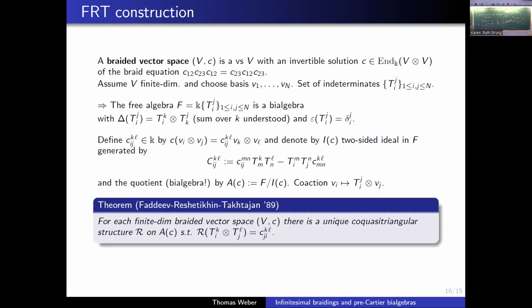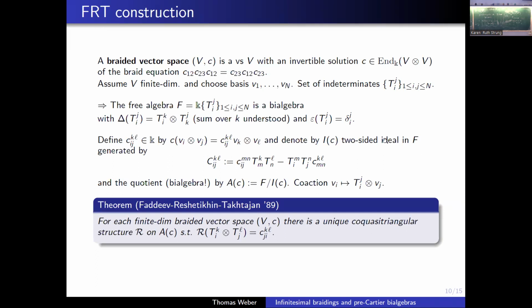So in the last 7 minutes, let's have a look at FRT. There's this wonderful theorem that tells you how to get examples of co-quasi-triangular bialgebras from solutions of the braid equation. And we are going to give an infinitesimal version of this theorem. So let's first have a look at the standard, well-known theorem.